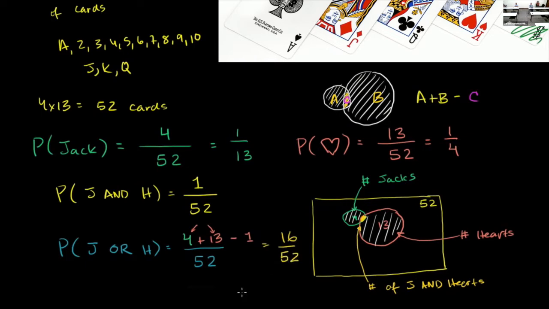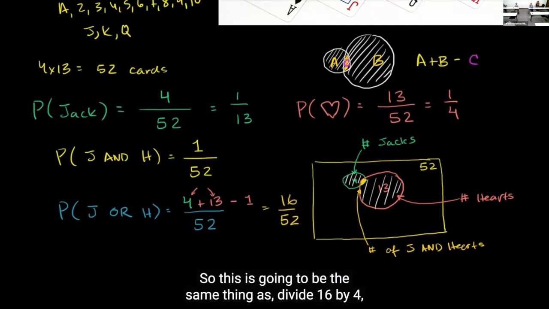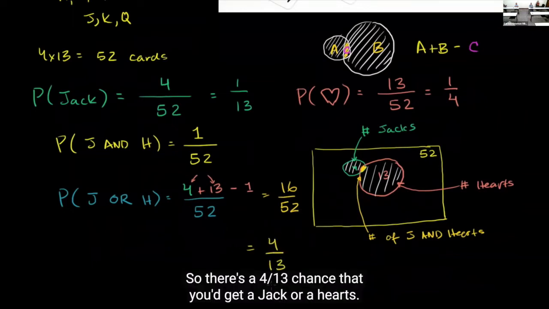16 over 52. And both of these things are divisible by 4. So this is going to be the same thing as: divide 16 by 4, you get 4. 52 divided by 4 is 13. So there's a 4/13 chance that you get a jack or a heart.